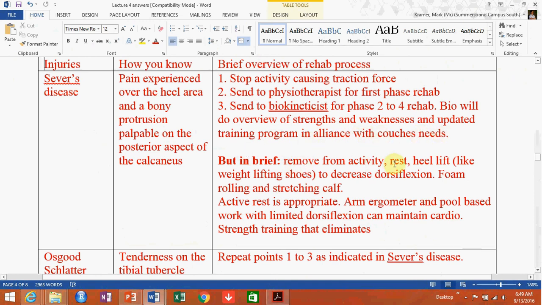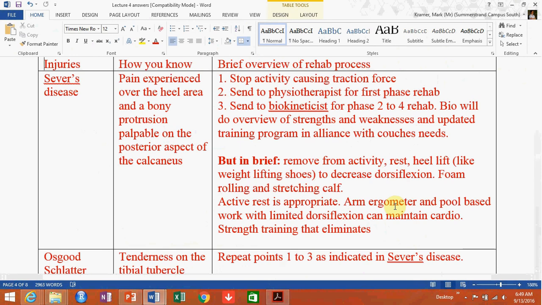But in brief, remove from activity, rest. You would add a heel lift to decrease dorsiflexion, foam roll and stretch where needed. Active rest is appropriate. Again, you'll see a lot of doctors refer children to say, take 6 weeks off, but this is not necessary. Work in conjunction with the doctor, biokineticist and physiotherapist, because just because your ankle is sore because of Sever's disease doesn't mean you cannot work your core, maintain your cardiovascular system, maintain your upper body strength, do other activities, stability activities for your lower body, and so forth.